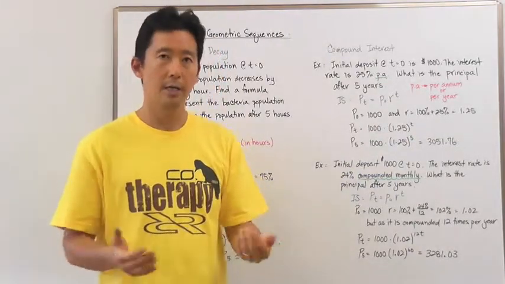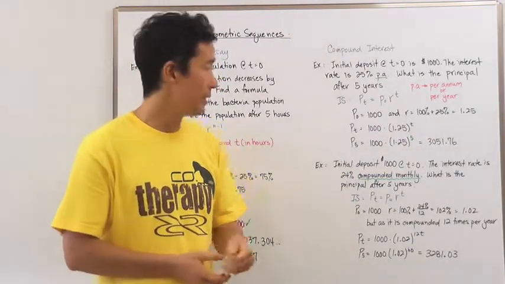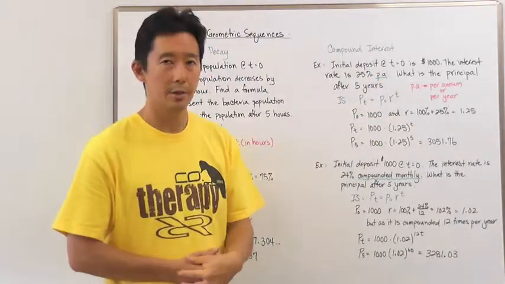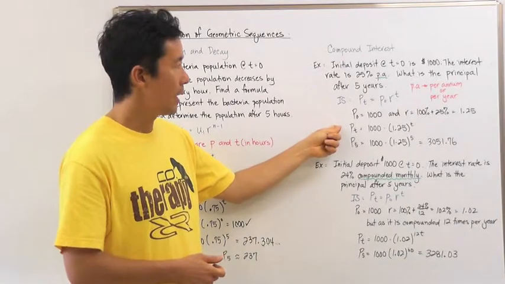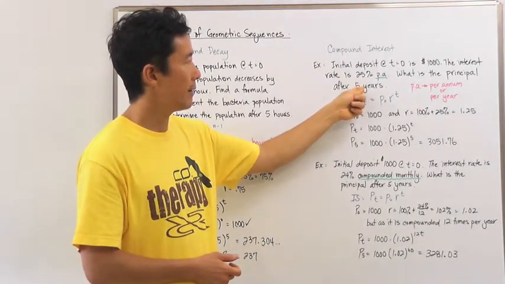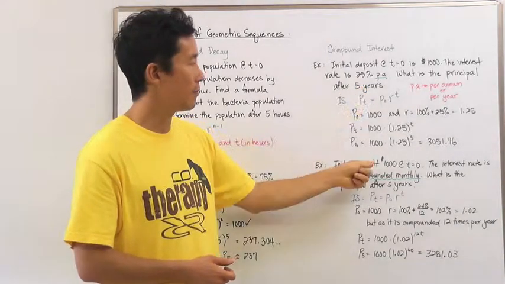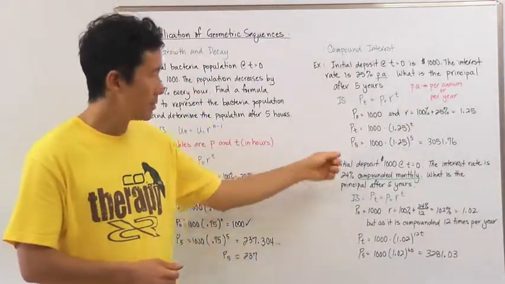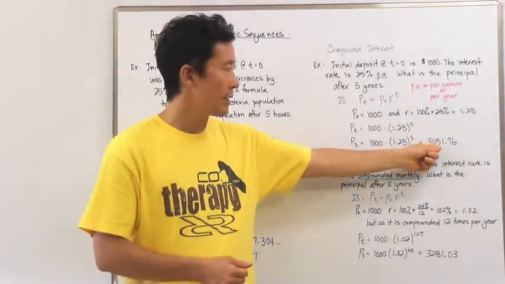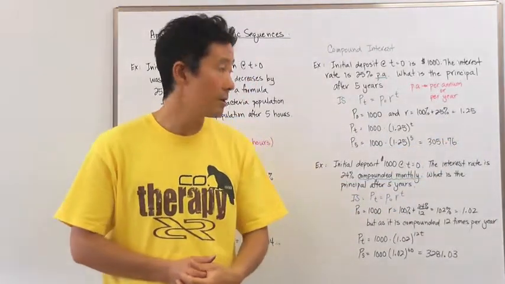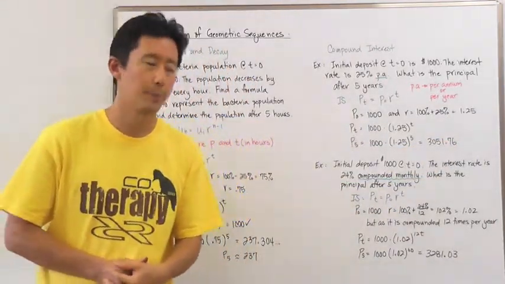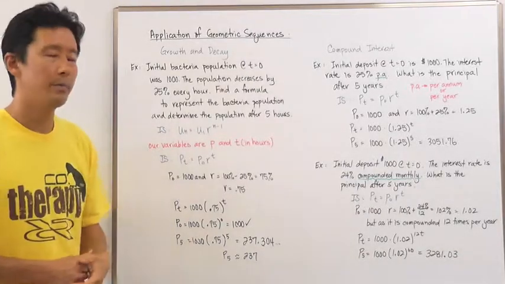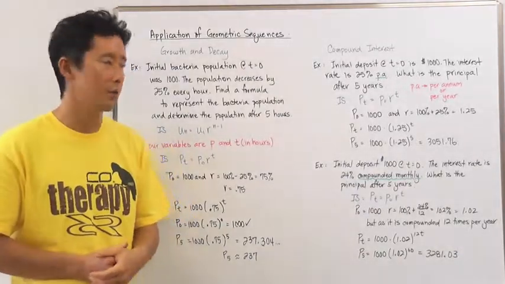Again, if I wanted to check, I could substitute the value of 0 into t to make sure that we come out with 1,000 for p sub 0, which in this case I do. And I just want to find out what my principal is going to be after 5 years. So again, I just substitute the value of 5 into t and come up with $3,051.76.